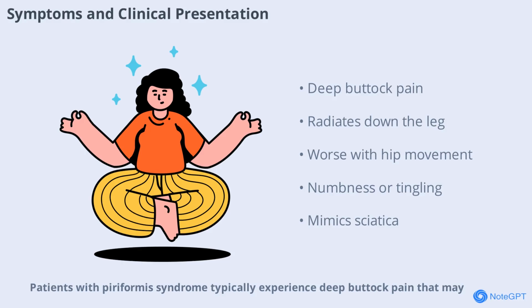Patients with piriformis syndrome typically experience deep buttock pain that may radiate down the back of the thigh and into the lower leg. The pain often follows the path of the sciatic nerve, making it hard to distinguish from classic sciatica. Activities like getting out of bed, sitting for long periods, or rotating the hip can make the pain worse. Some patients also report numbness, tingling, or weakness in the affected limb. These symptoms can be misleading, as they closely resemble those of other spinal disorders.